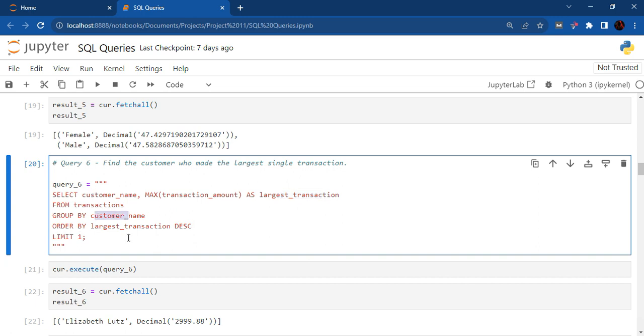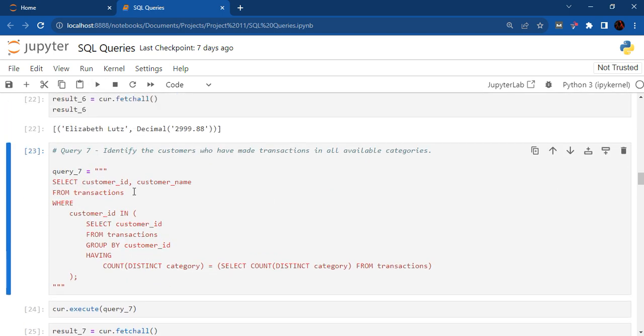Then we group by the transaction, then the customer name, since we are dealing with an aggregation function. Then we should order by the largest transaction in descending order, and we should limit it to 1 since we are getting the largest, not large transaction amounts from different customers. We're trying to get the highest, or biggest, at the top. That's why I limit it to 1. Okay, run that. Elizabeth Lutz. She made a lot of transactions though.